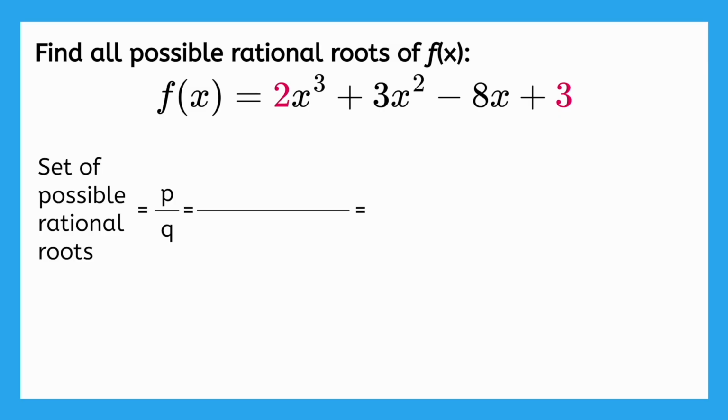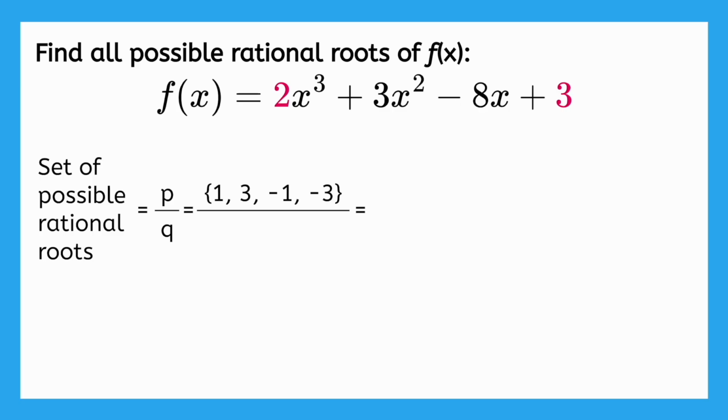Start with p, which will be the factors of the constant term. What are the factors of 3? We have 1 and 3. But there are 2 more possible factors of 3. What are they? Did you think of -1 and -3? Let's put those on the list too. We have 4 possibilities for the numerator of our fraction.